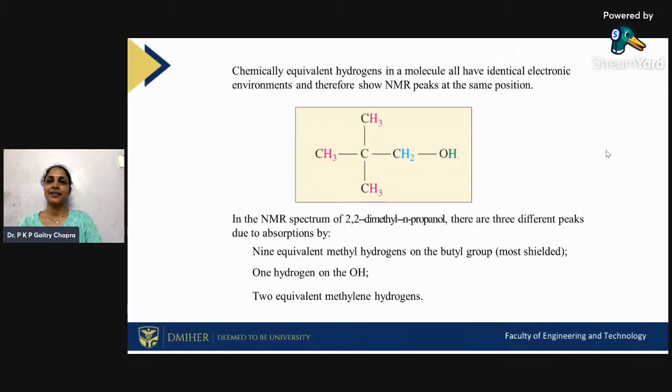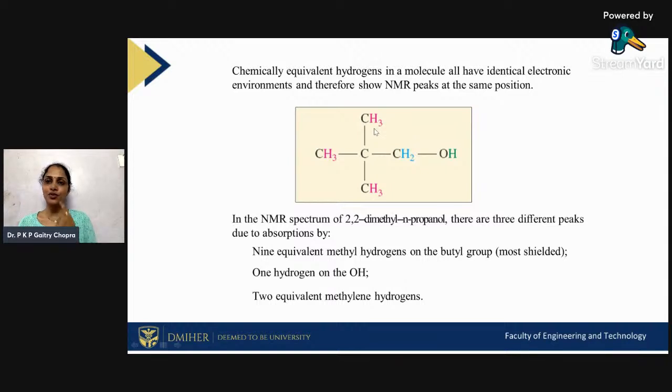Next one. Now here we'll see, if a molecule is given to you, how different types of nuclei are present and how we can deduce the spectrum of the molecule. Here we are taking an example of 2,2-dimethyl-1-propanol. The very first thing that we should do after looking at the molecule is to find the number of equivalent protons. There are three different sets, shown with three different colors. So there are three different sets of equivalent protons.